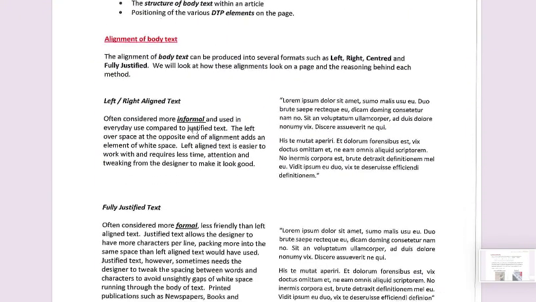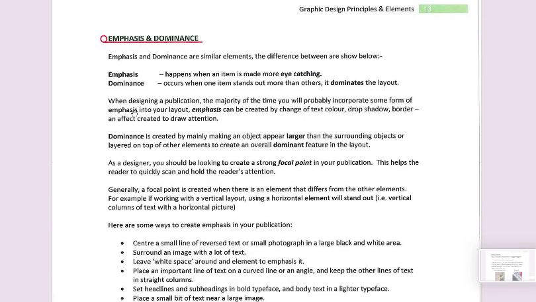So because of our time. Now we also have emphasis and dominance. So all graphic design always has emphasis, it always has dominance. Some elements are going to be more emphasized. Emphasis happens when an item is made more eye-catching. Dominance occurs when one item stands out more than the other. It dominates the layout.